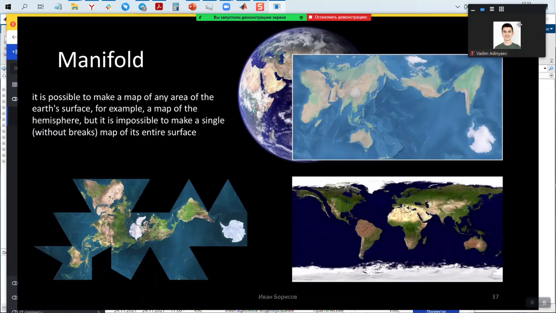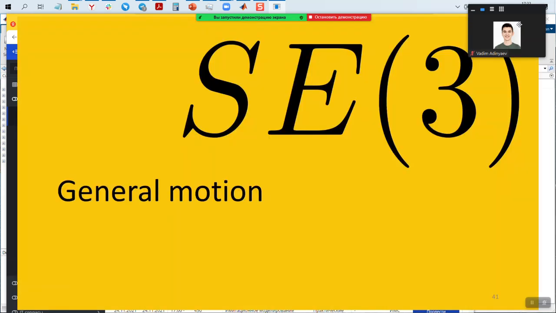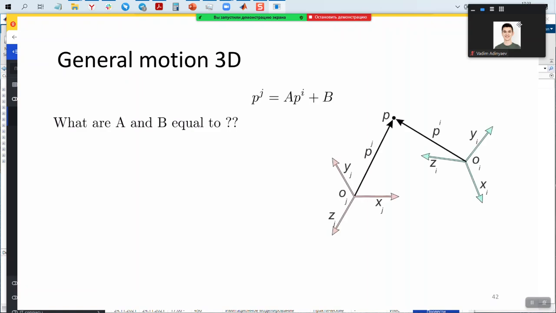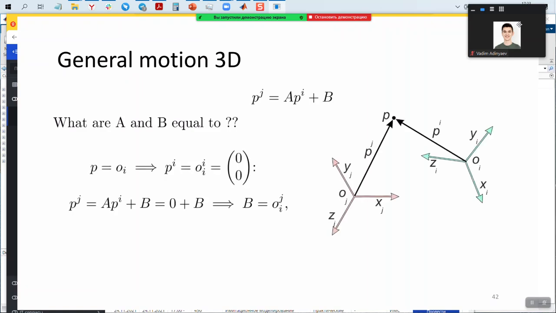Okay, let me skip this stuff because we ran out of time and proceed with the general motion. So we just covered rotation matrix, orientation, but we also need to cover general motion. Before we considered only orientation and rotation, but now we also consider translation, general motion. Also here I have all the derivation, and you can go through this derivation at your own pace. But here I would like to be very quick.